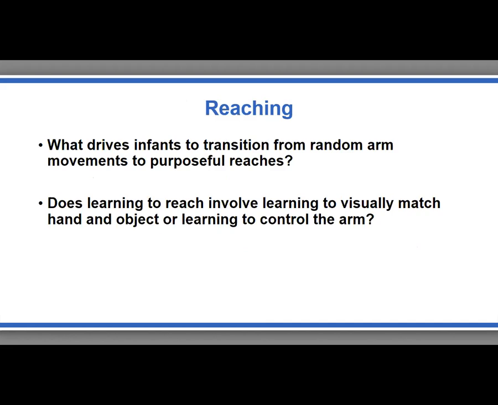What drives infants to transition from random arm movements to purposeful reaches? Again, it's one of those things where there's a lot of theories. Reading through this book and the motor learning things I've gone through, this is sort of my take on things. Part of it is just the desire of the kid to reach for something, right? I mean, that plays into everything.